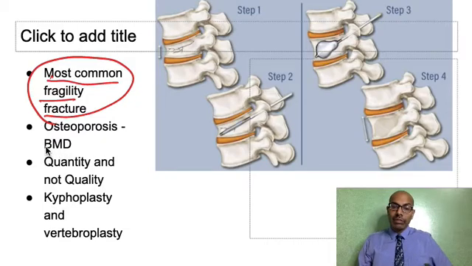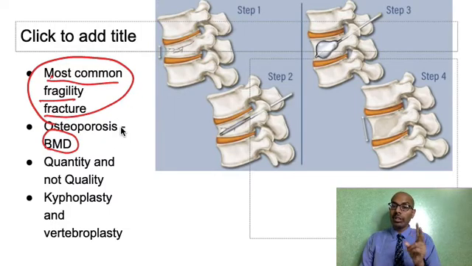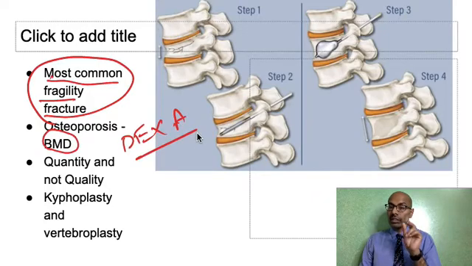Now, how do we define osteoporosis? We define it with the help of bone mineral density. How do we find the bone mineral density? We find it by two methods. The most effective method is the DEXA scan, dual energy X-ray absorptiometry. The second method is the quantitative CT scan method. This also can be used.